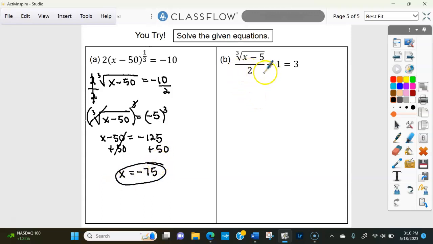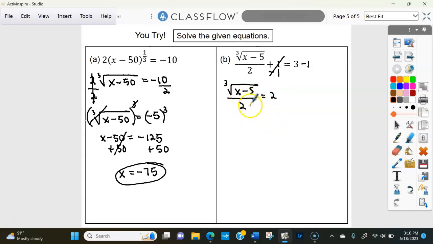One last time. Here we have the cube root of x minus 5 divided by 2, plus 1 equals 3. So the first thing, as always, isolate that radical. Work your way from the outside in, right? It's the reverse order of operations. So whatever is added or subtracted, we get rid of that first. So here, I'm going to subtract the 1. So cube root of x minus 5 over 2 is equal to 2.